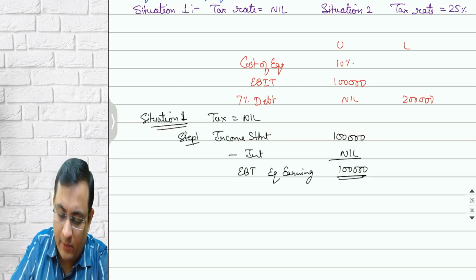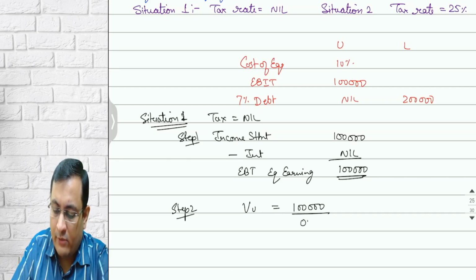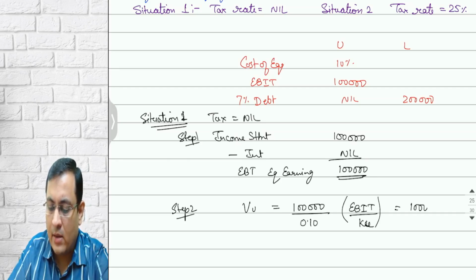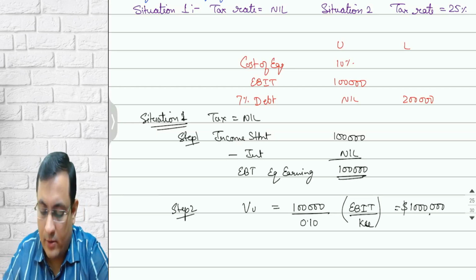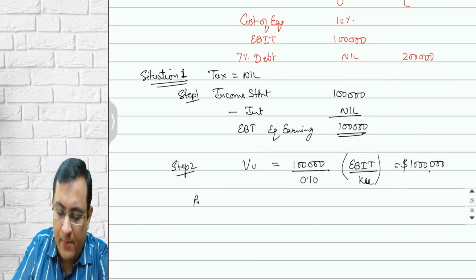So let's calculate the value of the firm. The value of the unlevered situation will be equal to 1 lakh divided by 0.10, that is EBIT divided by the cost of equity, which is equal to 10 lakh, $1 million. So now $1 million is the value of unlevered as per MM.